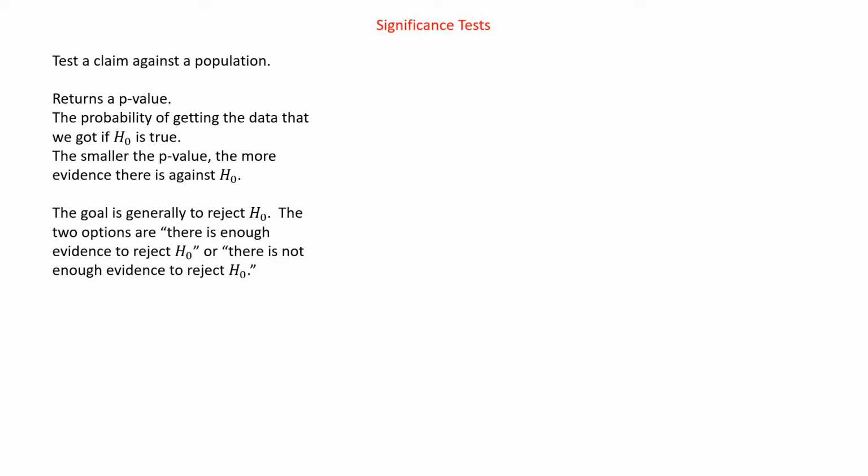Now, you can take this to multiple levels. Instead of "there is enough evidence to reject H0," there could be strong evidence to reject the null hypothesis, but those are still the two options.